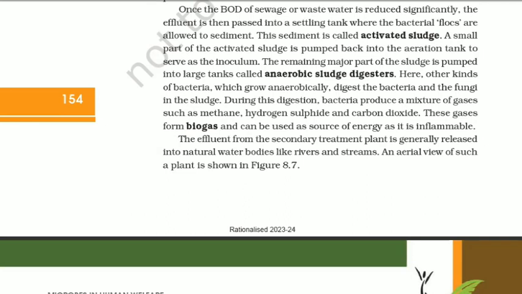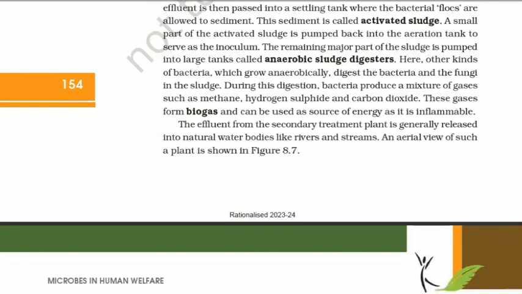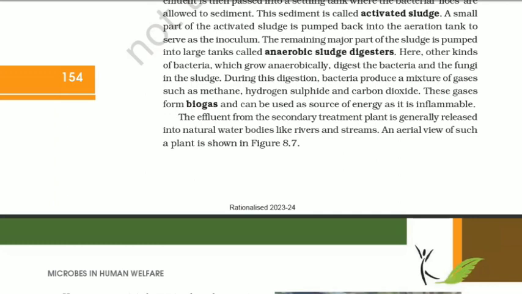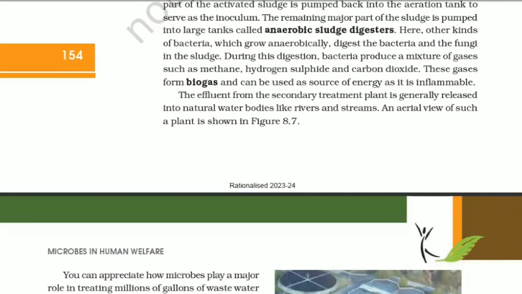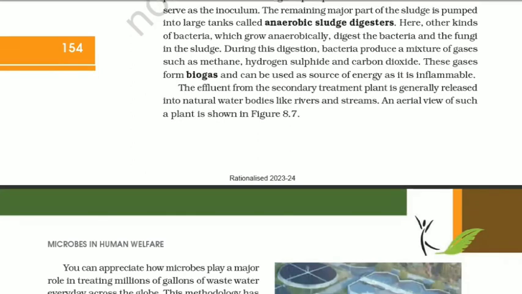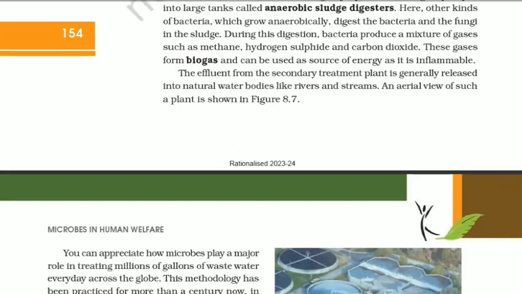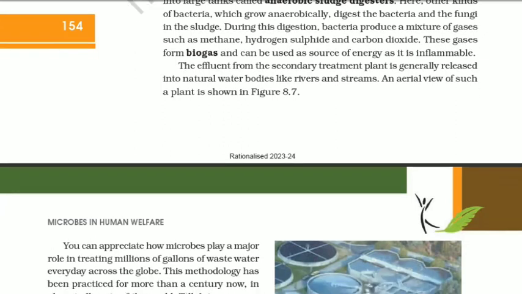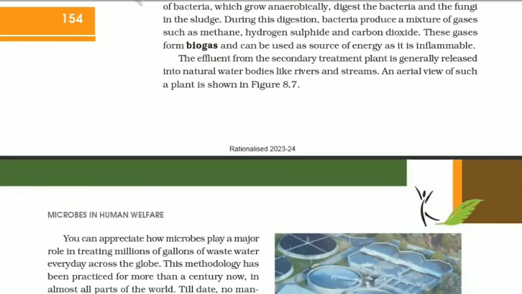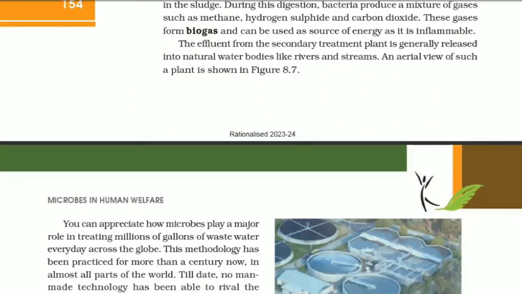This sediment is called activated sludge. A small part of the activated sludge is pumped back into the aeration tank to serve as inoculum. The remaining major part of the sludge is pumped into large tanks called anaerobic sludge digesters. Here, other kinds of bacteria which grow anaerobically digest the bacteria and the fungi in the sludge. During this digestion, bacteria produce a mixture of gases such as methane, hydrogen sulfide, and carbon dioxide.